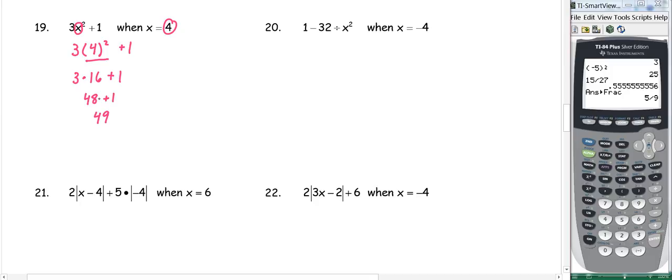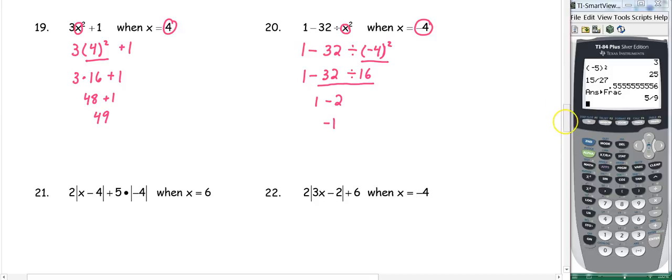Number 20, 1 minus 32 divided by x squared when x is negative 4. So we're going to put negative 4 into parentheses. 1 minus 32 divided by negative 4 squared. Remember that we need parentheses, especially when it's negative, so that we're doing negative 4 times negative 4, which is 16. So 1 minus 32 divided by 16. Next, we're going to do our division. So 32 divided by 16 is 2. 1 minus 2 gives us negative 1.